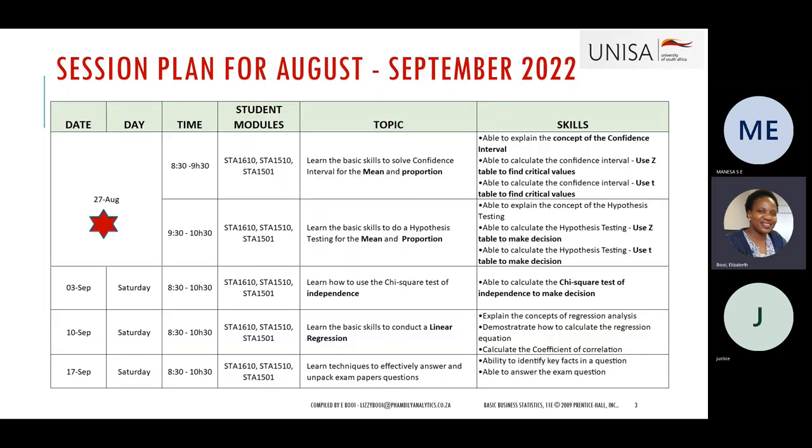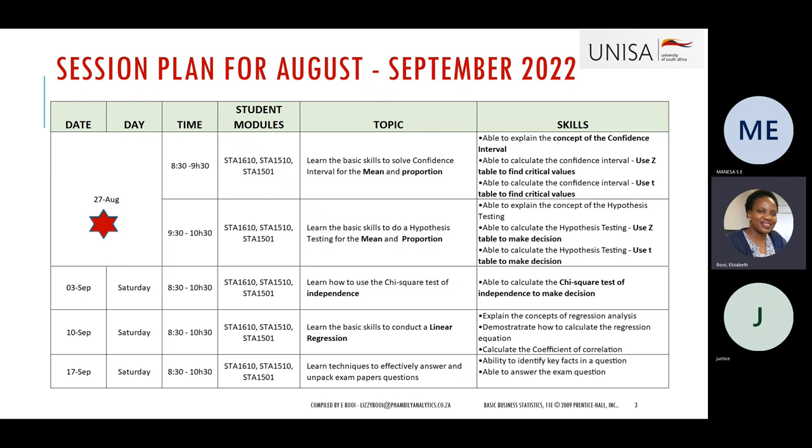Okay, so in the first hour, we're going to look at confidence intervals. And then in the last hour of the session, we're going to look at the hypothesis testing. So we'll do this. I do lots of activities, and I will also give you a chance to do some activities as well. And then in September, those will be the topics that we are doing.